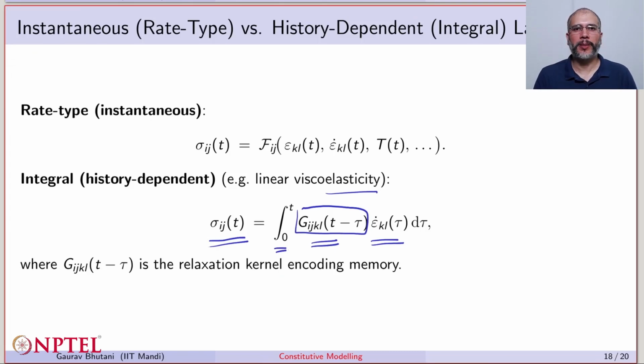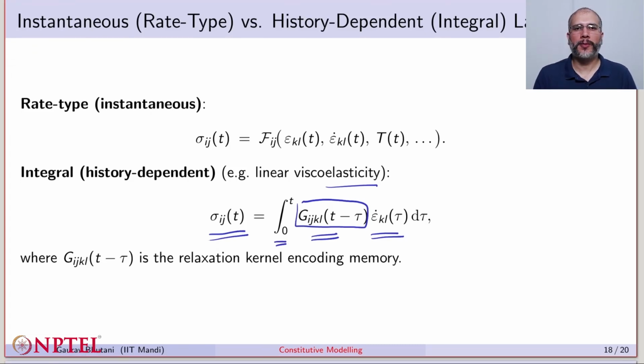G is also sometimes known as the Green function. And typically, what you will see is that the recent strains or strain rates will be weighted more than the older strains or strain rates. So this is the memory fading effect. But nevertheless, there is an effect of strains or strain rates from previous times as well on the stress at the current state.